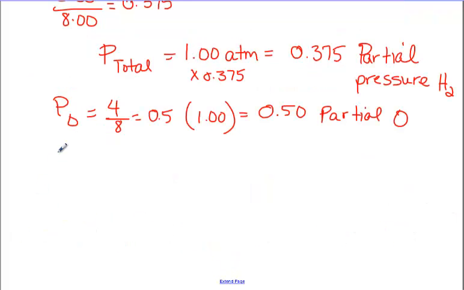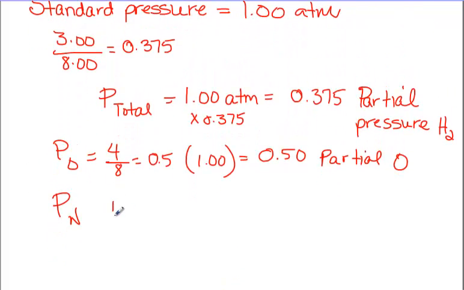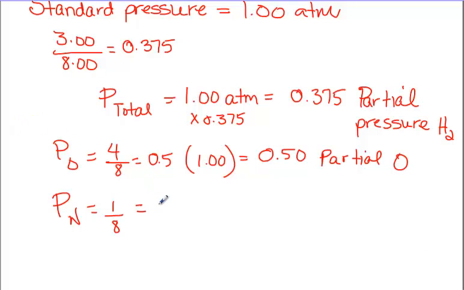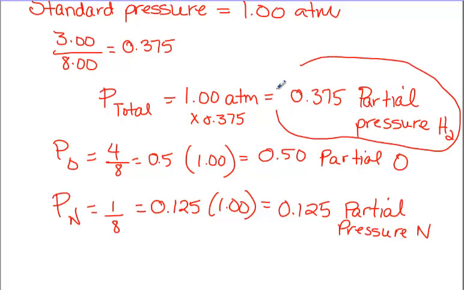And then let's try nitrogen. So partial pressure of nitrogen, going back up, is 1 out of 8. That gives us 0.125. And we multiply that by our 1 atmosphere. Again, we get 0.125 is the partial pressure of the nitrogen. Remember, this was the main question.